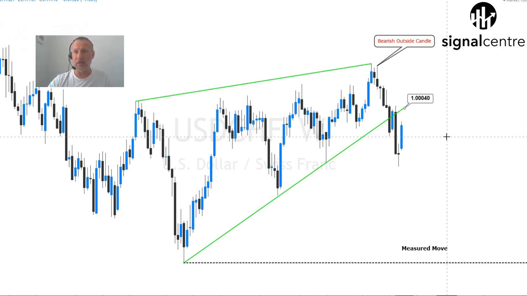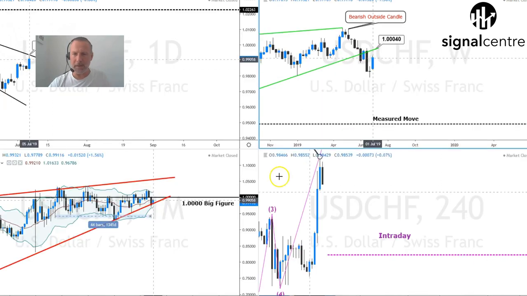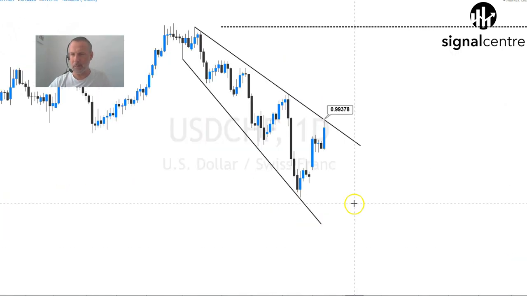1.004 is the reverse trendline resistance of this wedge breakout. It's got a measured move down, target down here, but the intraday chart or the shorter time frames are sort of negating this wedge breakout, and let's just explain why.